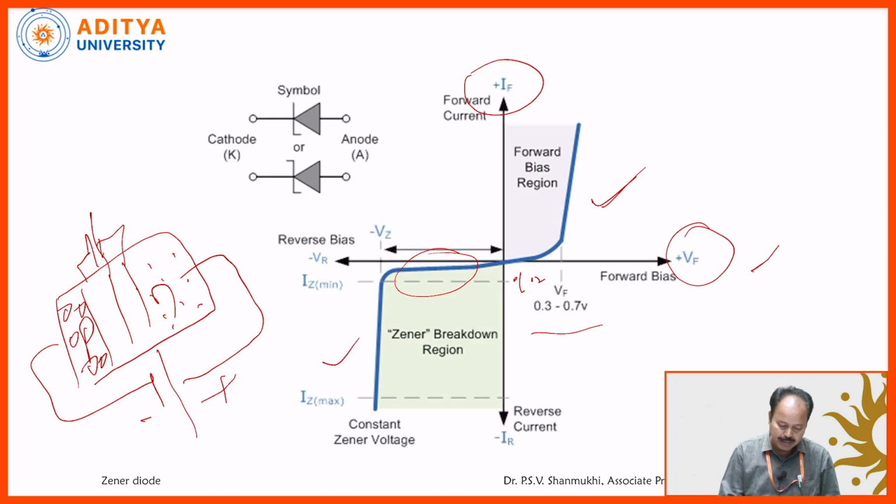That means even though the current is increasing sharply, the voltage remains constant. That is why this can be used as a voltage regulator, for voltage stabilization. To get a particular voltage in a circuit, we use this. These are the VI characteristics of the Zener diode.